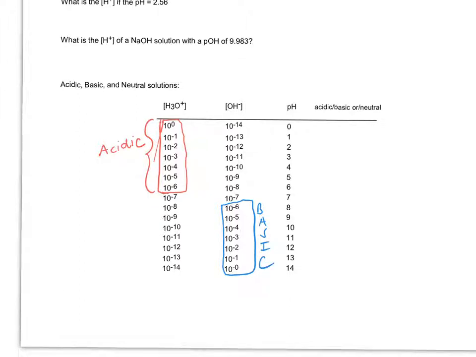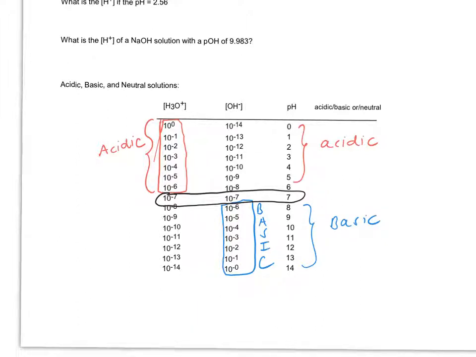A low pH refers to an acidic solution, and a high pH greater than 7 refers to a basic solution. When the concentrations of your hydronium and your hydroxide are equal, and they're equal to 1 times 10 to the negative 7, you get a pH of 7, which is a neutral solution. So it's neither acidic nor basic.